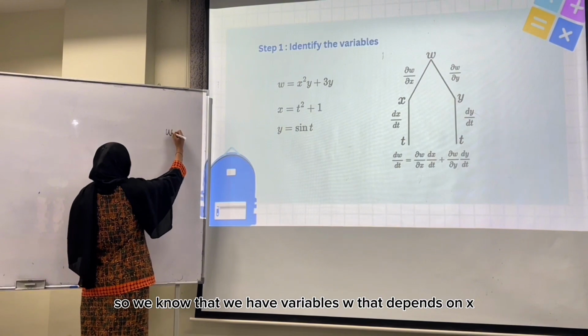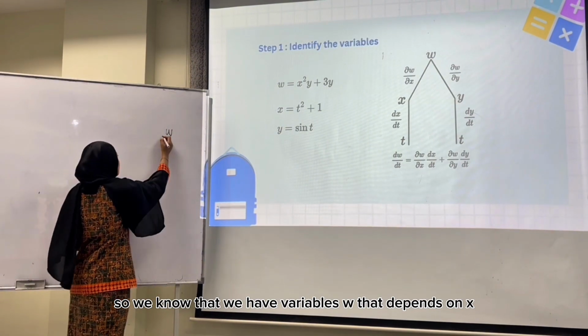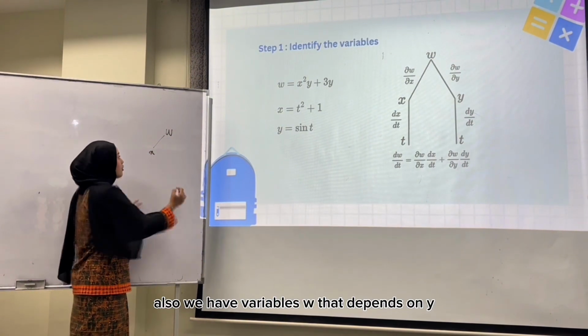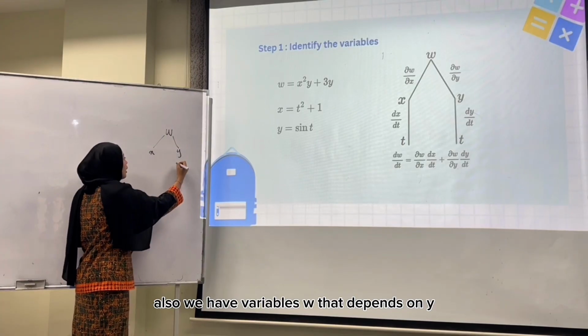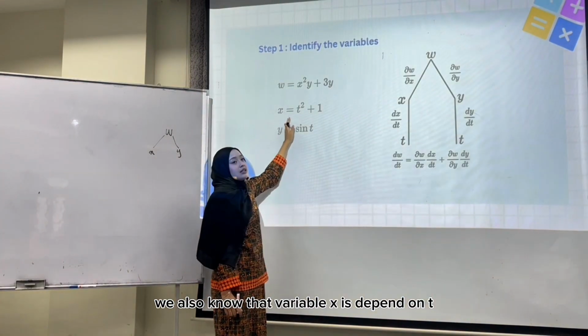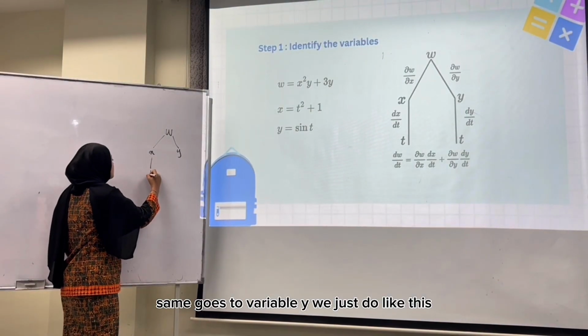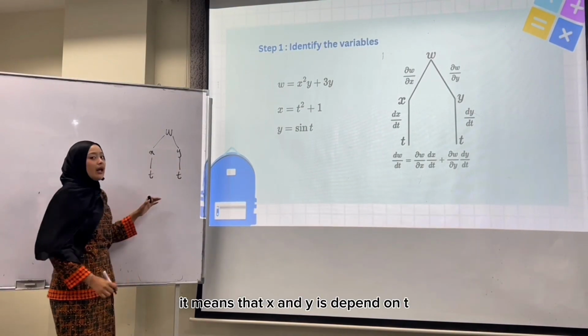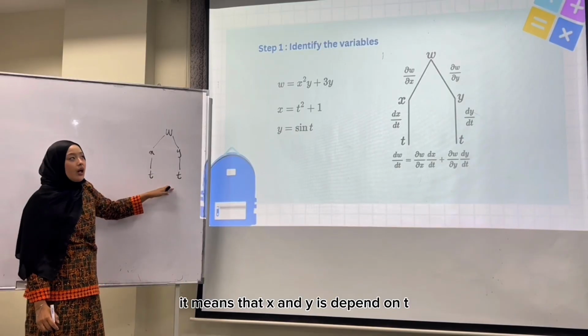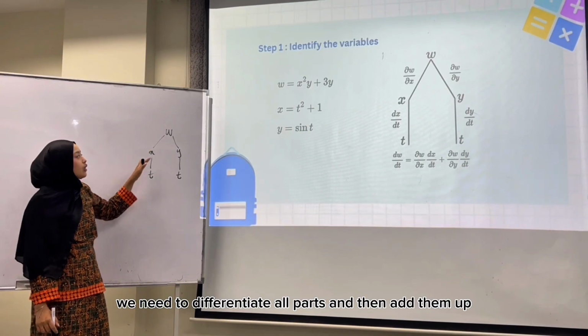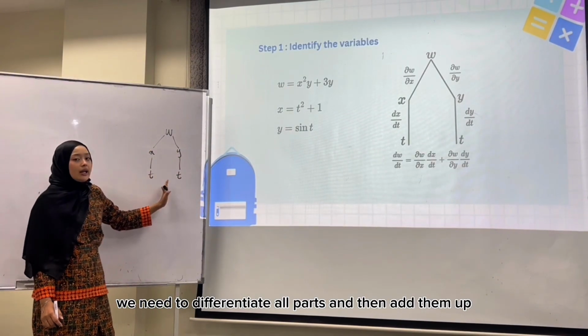We know that we have variable w that depends on x. Also, we have variable w that depends on y. We also know variable x depends on t. The same goes for variable y. It means that x and y depend on t. After that, we need to differentiate all the parts and then add them up.